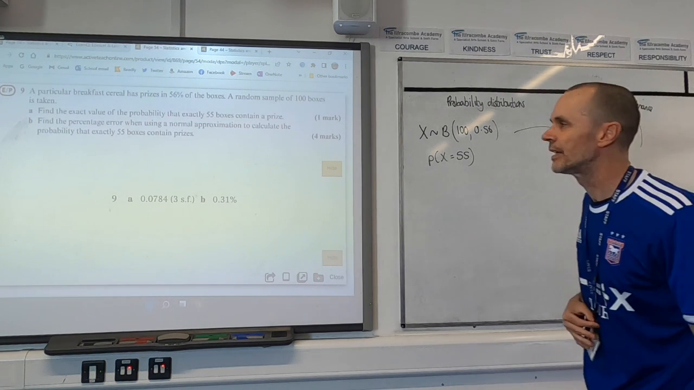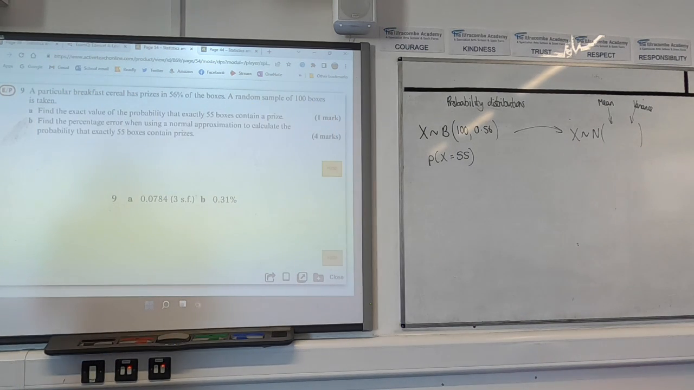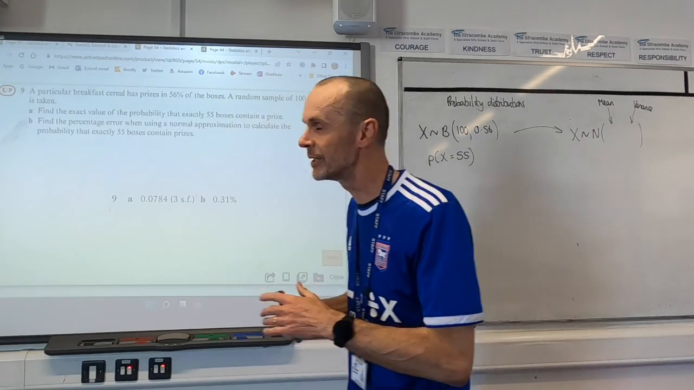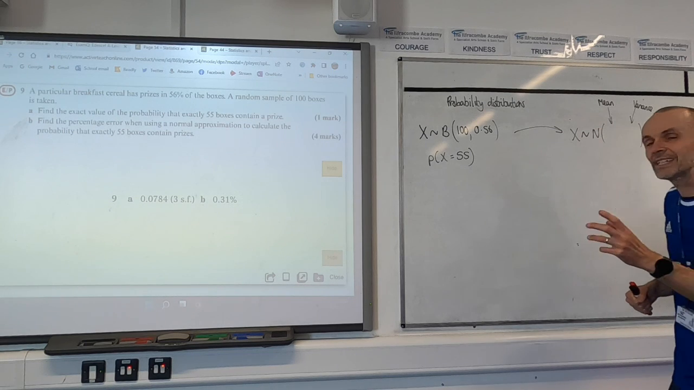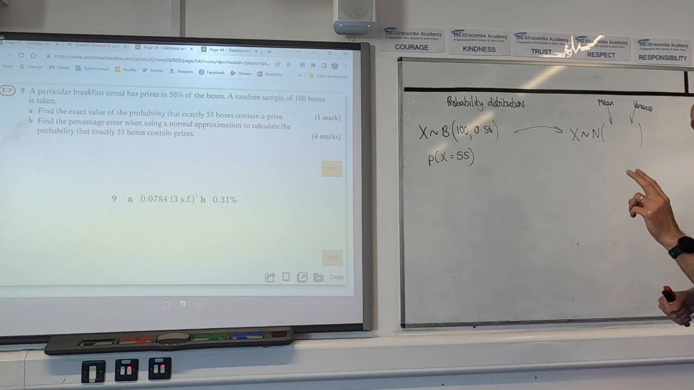Now, one thing you can do, and you can only do it in certain situations, is you can use the normal to approximate the value of a binomial probability. Now, why bother doing that? Well, this is a historical thing. It was quicker to work out normal probabilities than binomial probabilities before these calculators came along. Now, there's no advantage. But we can only do that if two things are in place.